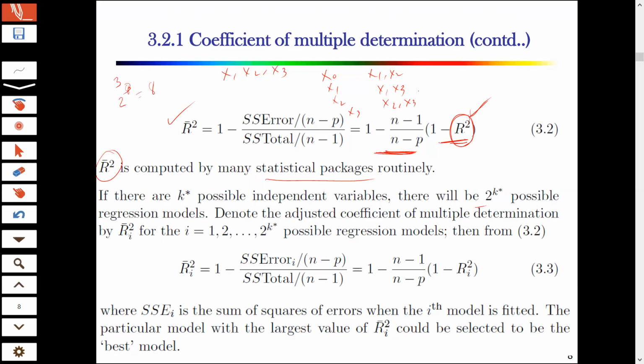So now we need to calculate the adjusted R square for each of these 8 models. If there are 3 independent variables, we need to calculate the adjusted R square for each model, where SSE_i is the sum of squares of error for the ith model. The particular model with the largest adjusted R square could be selected as the best model.